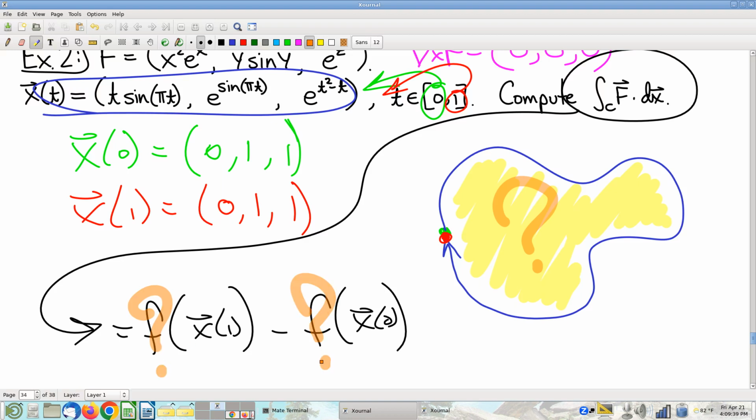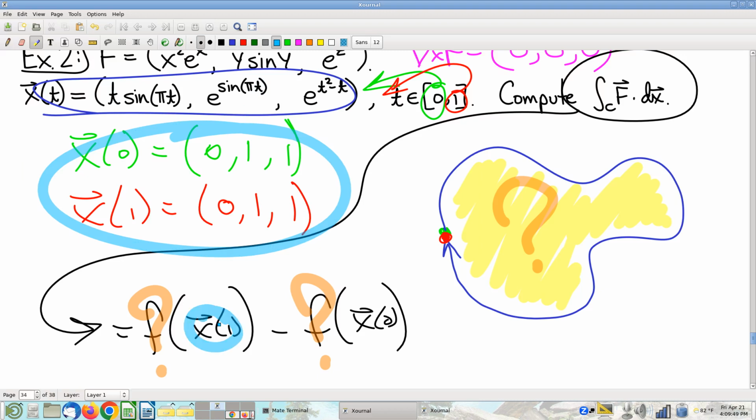but I do know that these are the same point. So I'm computing at the same point, so it doesn't really matter what the function is. Right? So yeah, it's going to be hard to find f, but I don't need to because I'm looking at f of 1 point minus the same f at the same point. So this difference is clearly 0. Lucky break. We got lucky.